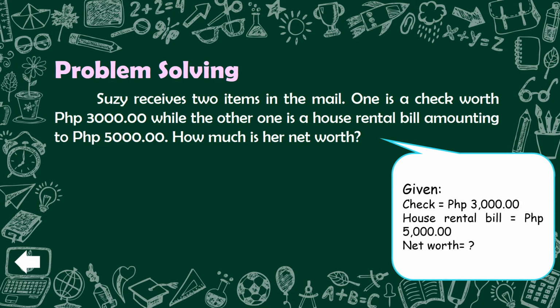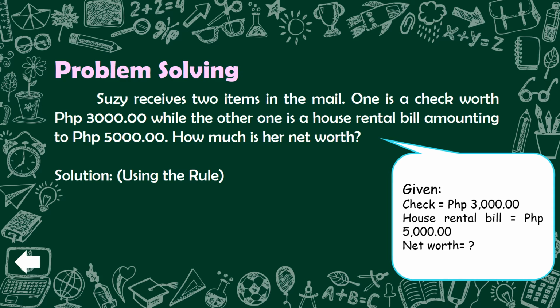Let us first write the given or identify them. So first one, we have the check, and that check is amounting to 3,000 pesos. Then she has the house rental bill, which is 5,000 pesos. Now, we are looking for her net worth.